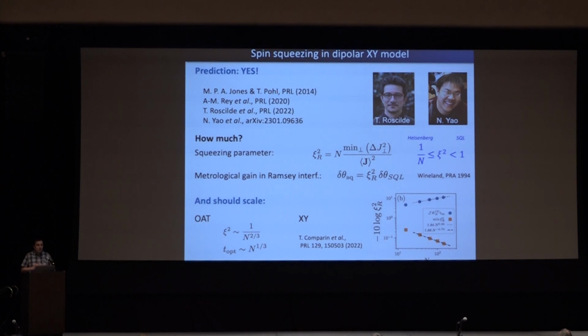The interesting thing also is that not only can you have spin squeezing, but it should scale. When you look at the scaling with the number of particles for this squeezing parameter, and also for the optimal time at which you obtain this spin squeezing, it is very similar in the case of the prediction for the XY model. These are simulations done by the group of Tommaso Roscilde, where you see that the exponents are approximately the same.